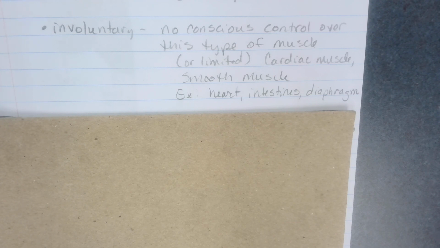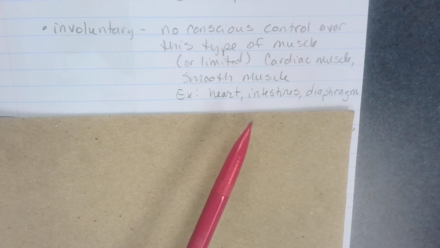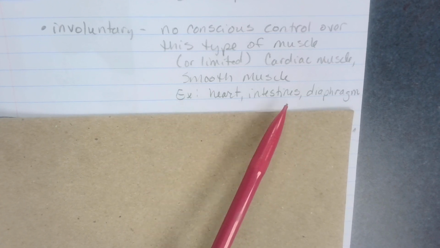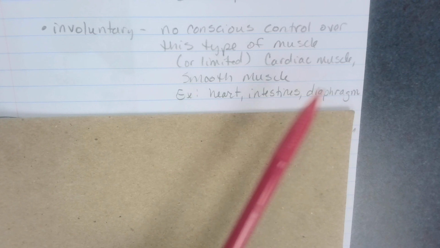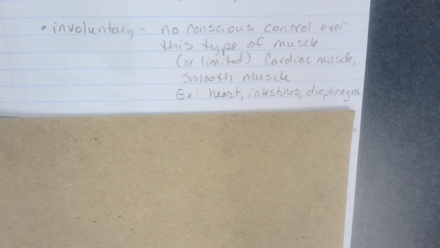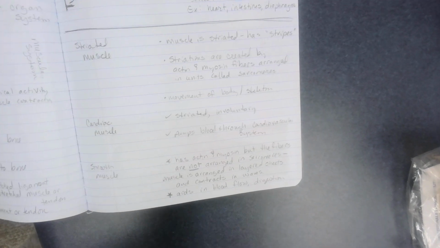Cardiac muscle and smooth muscle are both involuntary muscle types. Some examples of organs that are made of involuntary muscle: the heart, we don't control that. Intestines, we can't control the digestive process through them. Our diaphragm, that's what we need in order to breathe. We don't have a whole lot of control over it. It's very limited. All right, those are types of muscle. And so now we're going to look at the muscles themselves, whether they are striated, cardiac, or smooth.